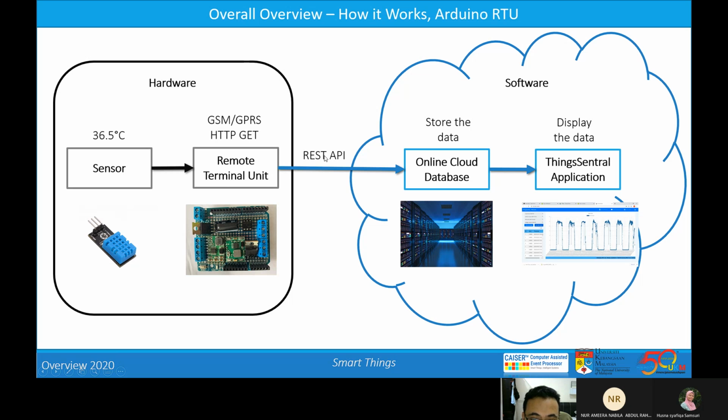Inside the REST API, there are a lot of methods for the communication between your device and the internet. One of them is HTTP GET. I use HTTP GET to send the data from my Arduino remote terminal unit to the online cloud database. This is a very fundamental concept you have to understand, but it's very simple. For developers interested in learning what REST API is, I suggest you watch on YouTube and websites and read about it. It's very simple and very powerful.